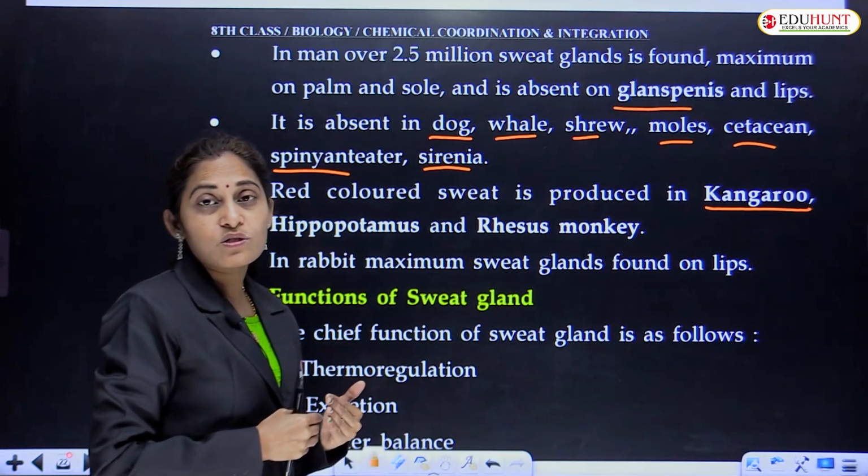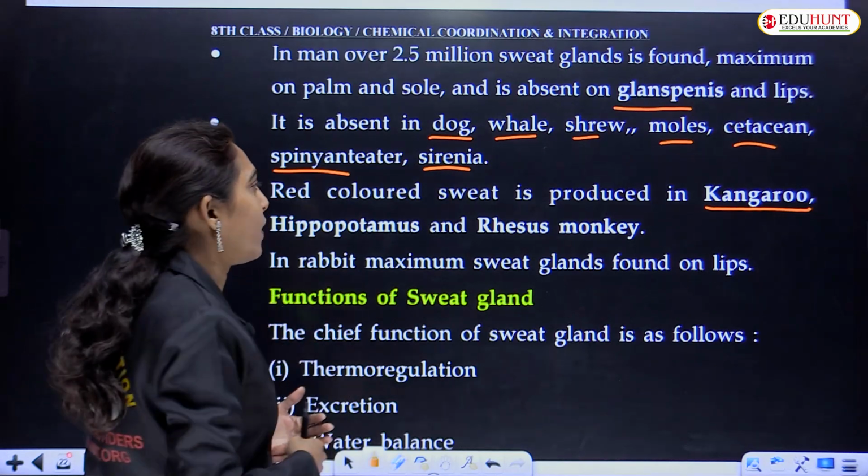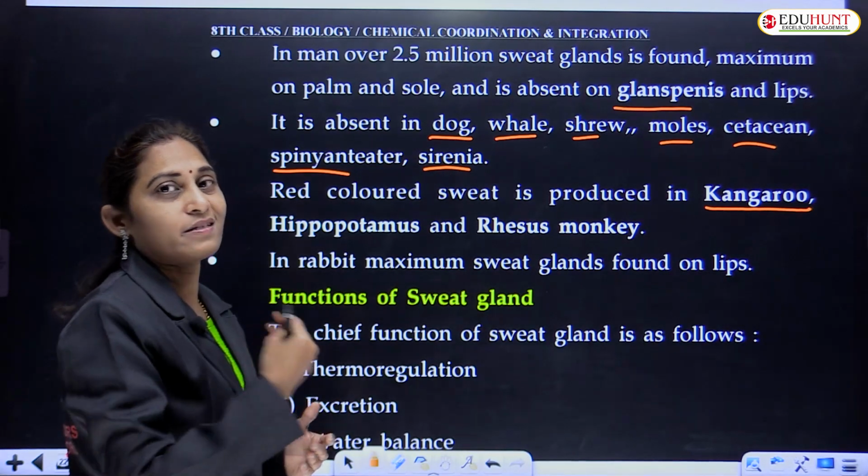This produces sweat that is red in color.